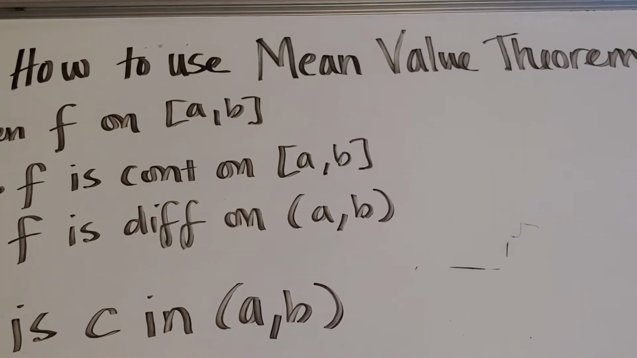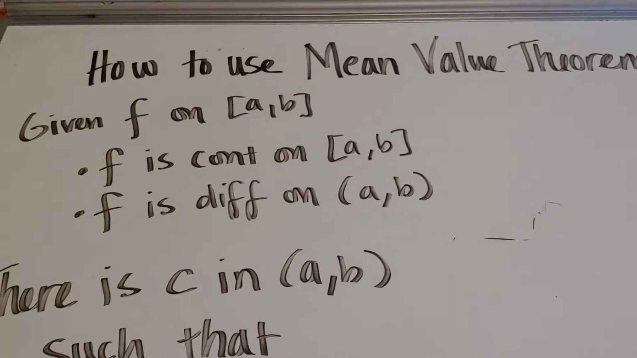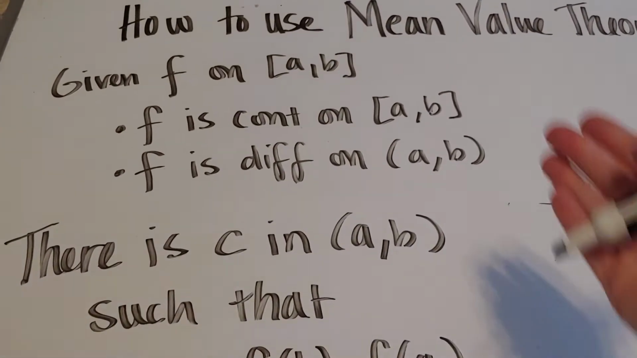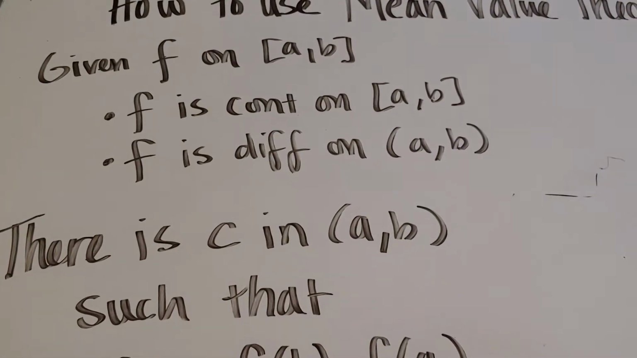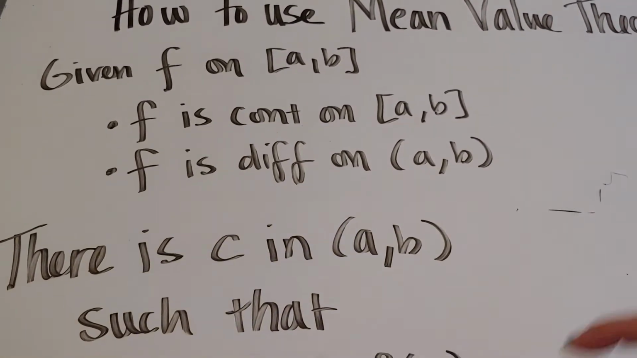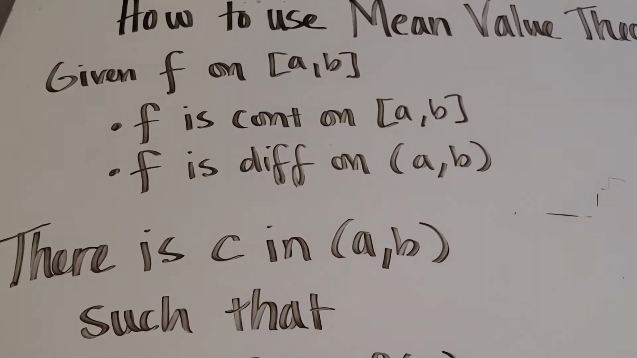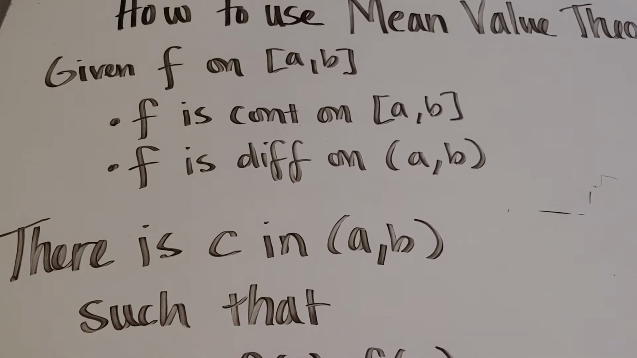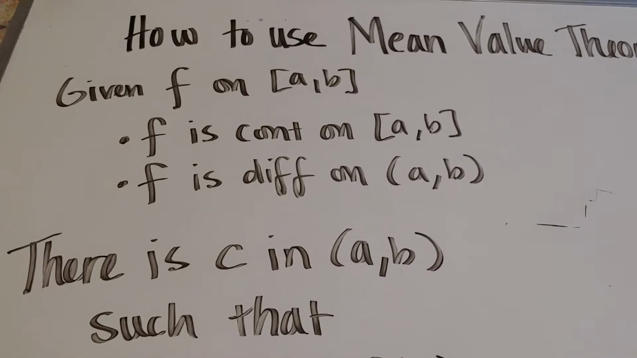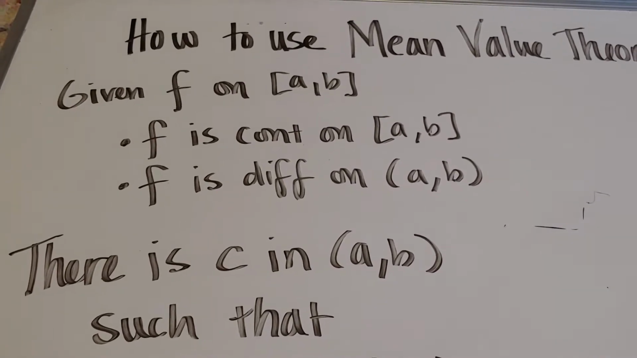In this video, we're going to look at how to use the mean value theorem. As you can see, I've already written it to the side. It starts off very similar to Rolle's theorem. Given f on a closed interval, we need f to be continuous on the closed and differentiable on the open. Where it changes is that we don't have to check that the endpoints are equal. That check of the endpoints equaling each other is only for Rolle's theorem. We don't need it for the mean value theorem.